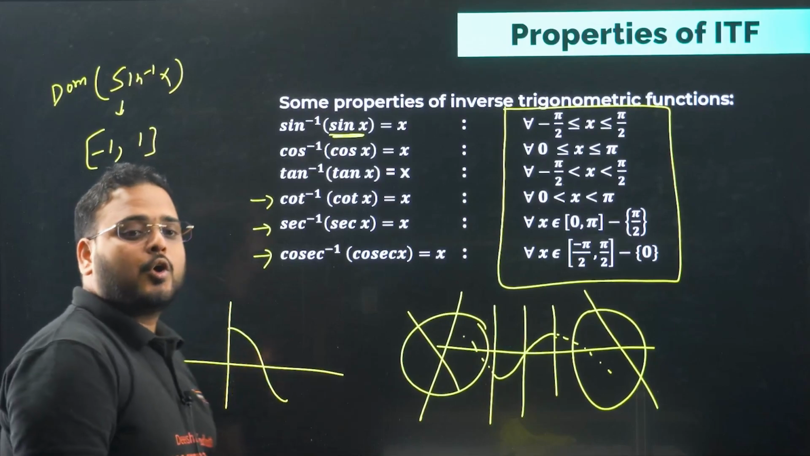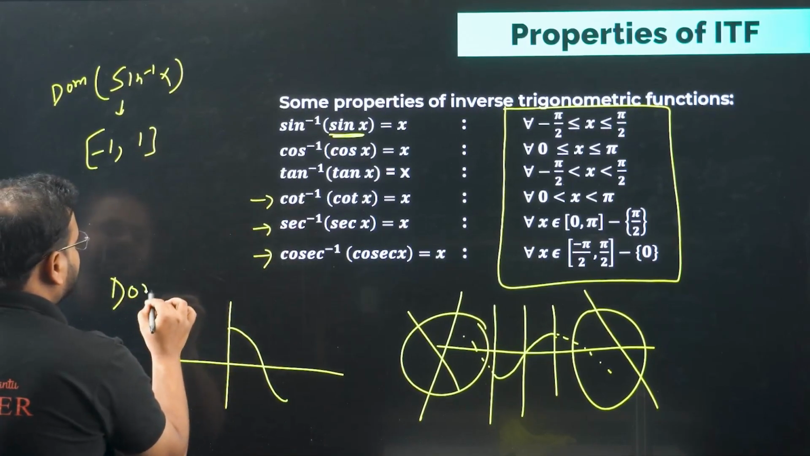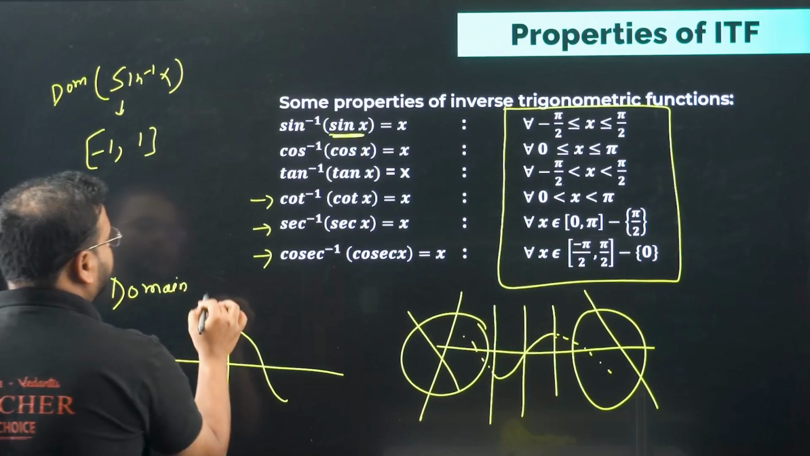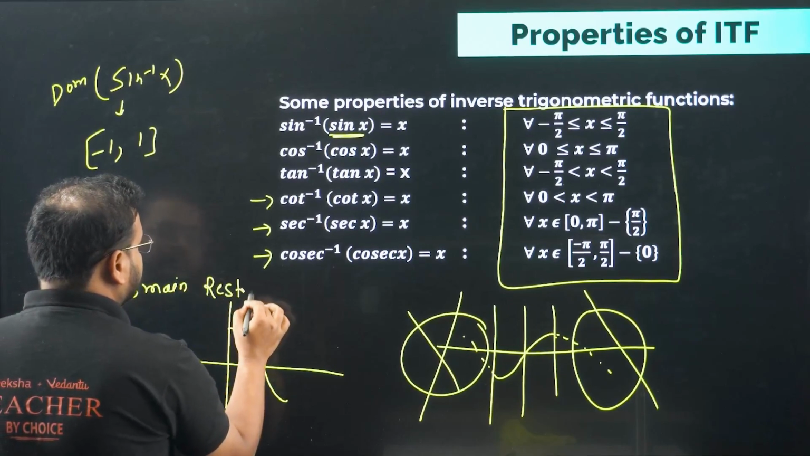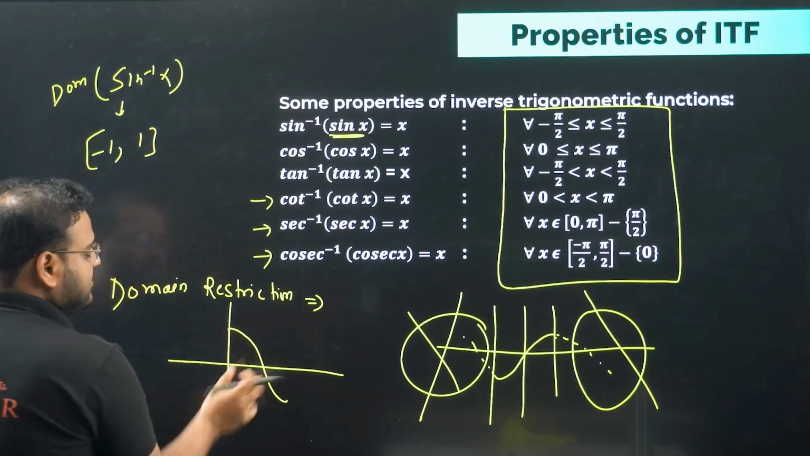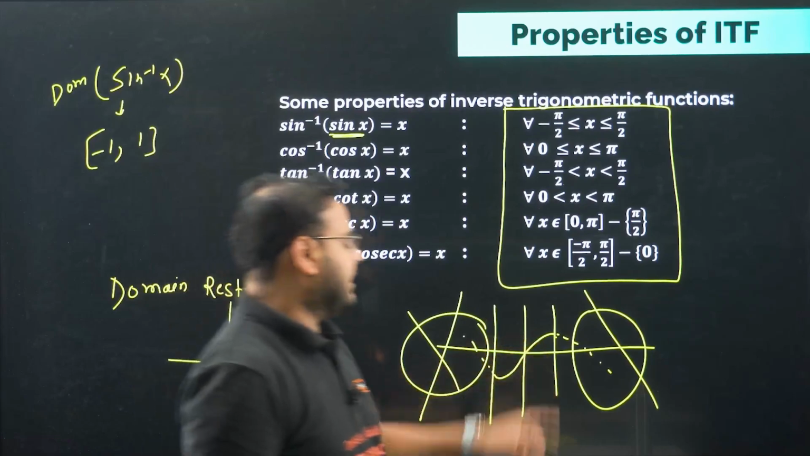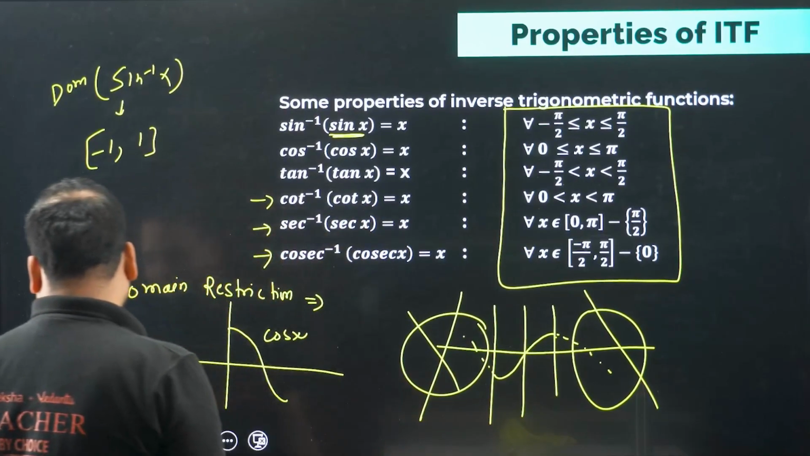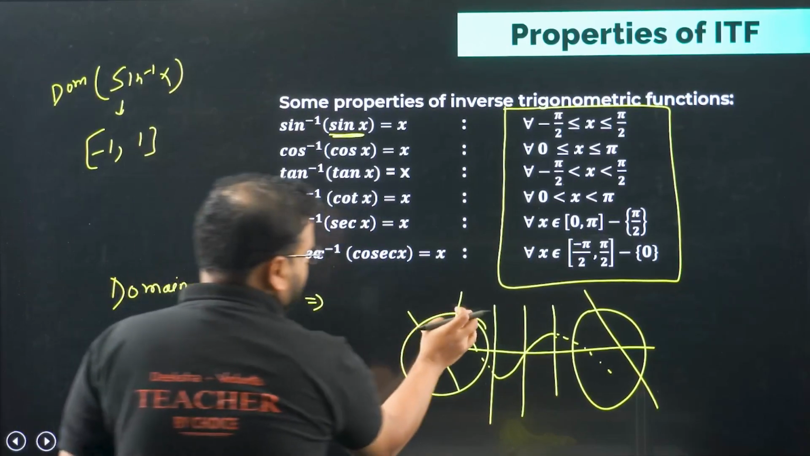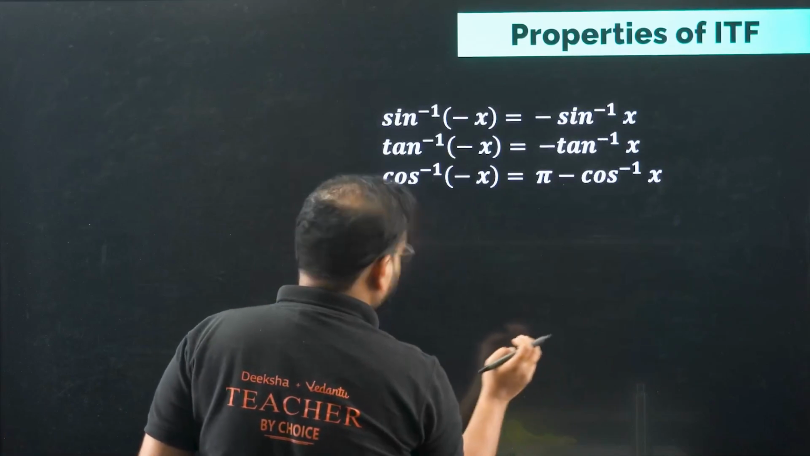This is the cos x after domain restriction. We had this graph for cos x, and this is the graph for sin x. Looks confusing. I'll erase the extra markings over here. Okay, so this was again the graph after the restriction.